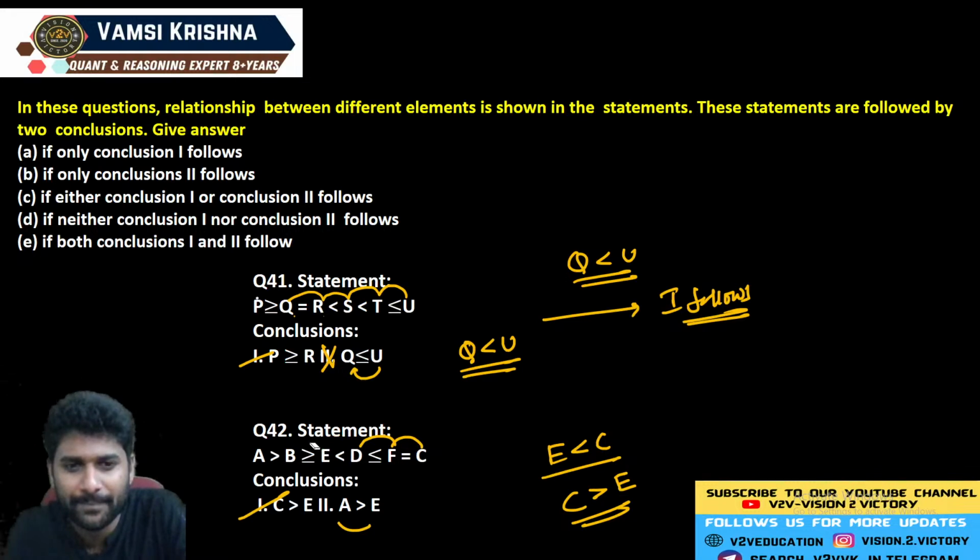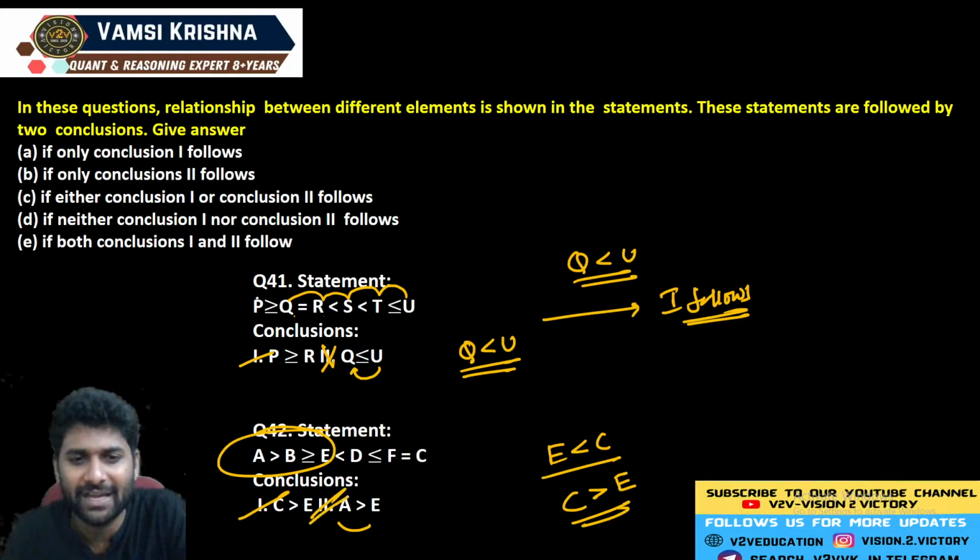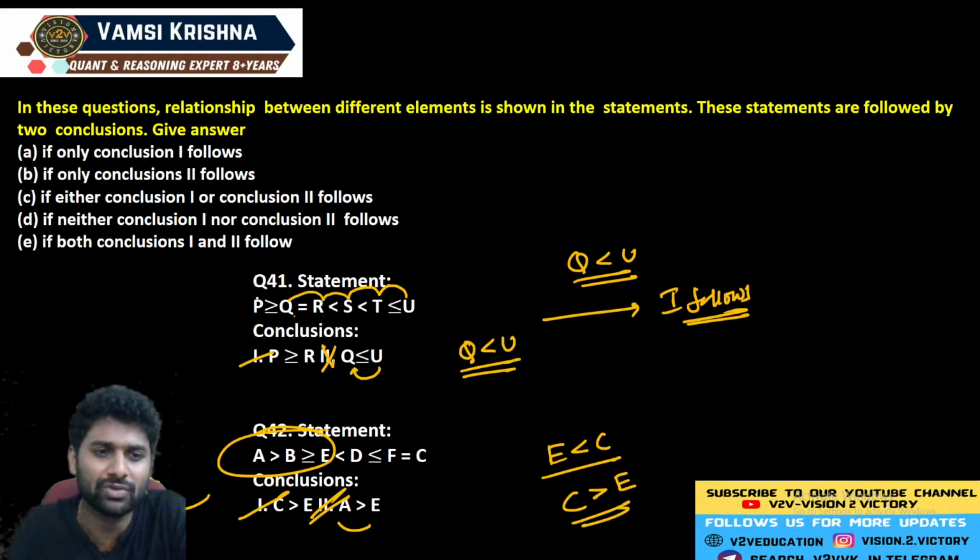Next one, A to E. Check it out. A is greater than B, B is greater than or equal to E. Definitely A is greater than E. So here the answer is both. Both follow.